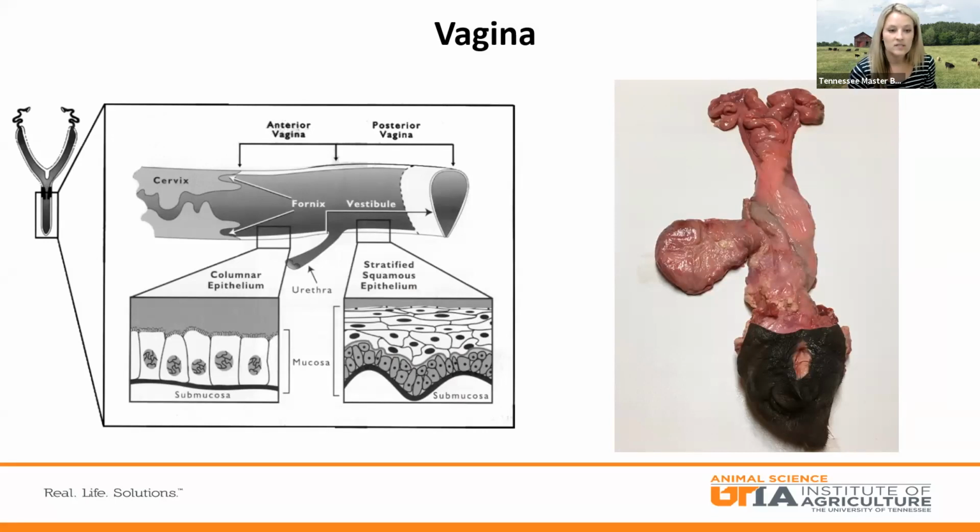And then these bottom schematics here are just to show you the difference in tissue as you get closer to the next structure, which is the cervix. And then just pointing out the location on this cadaver tract of the vagina.